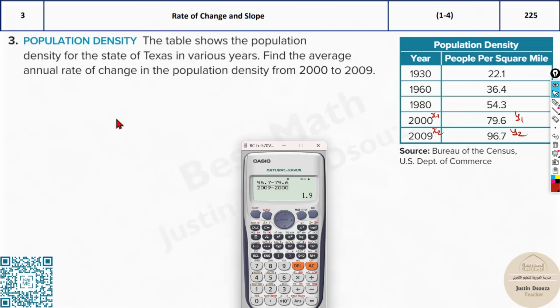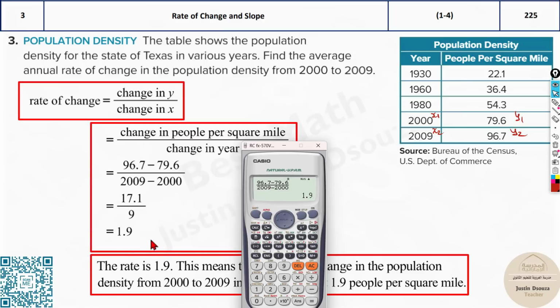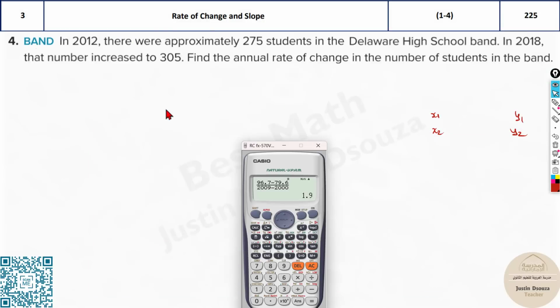So the answer is 1.9. And here we go, that is the answer. So that was the rate of change from 2000 to 2009. Now we have in 2012 that there were approximately 275 students in Delaware High School band.